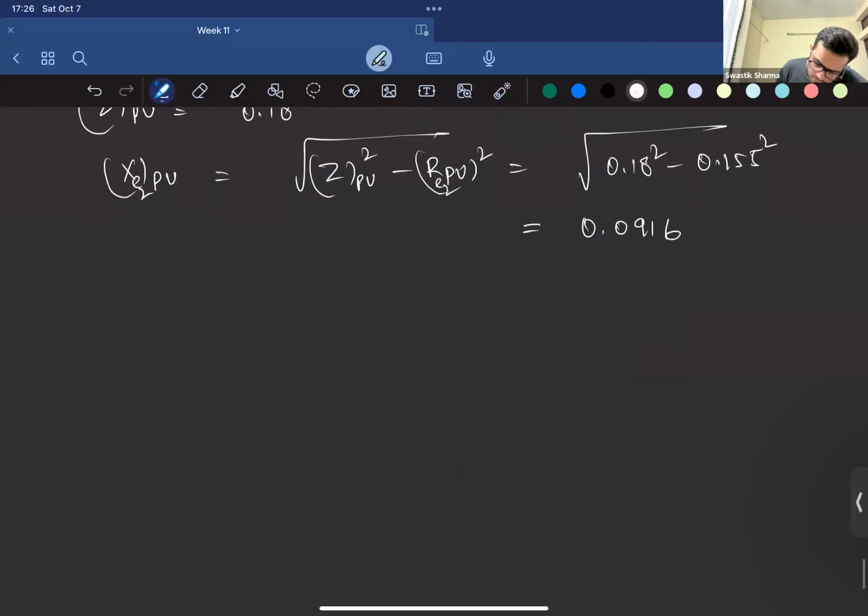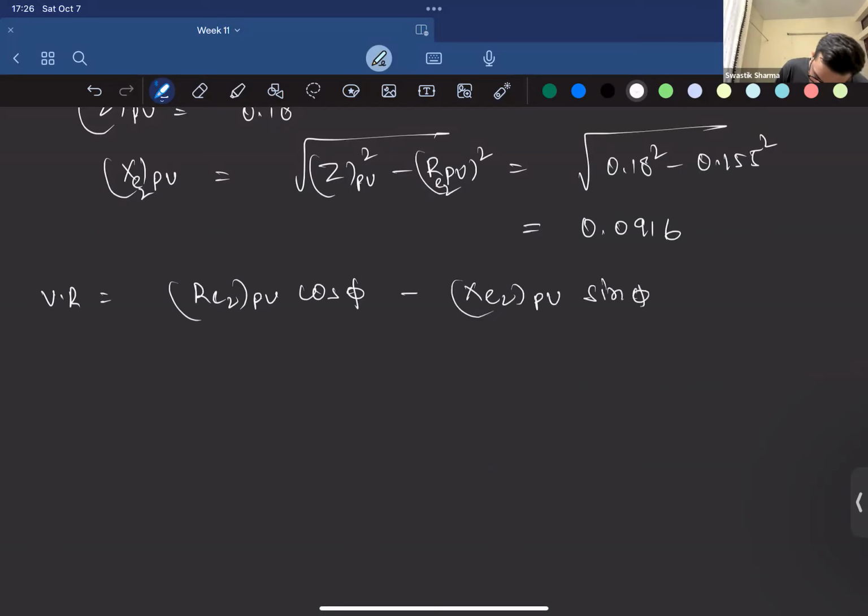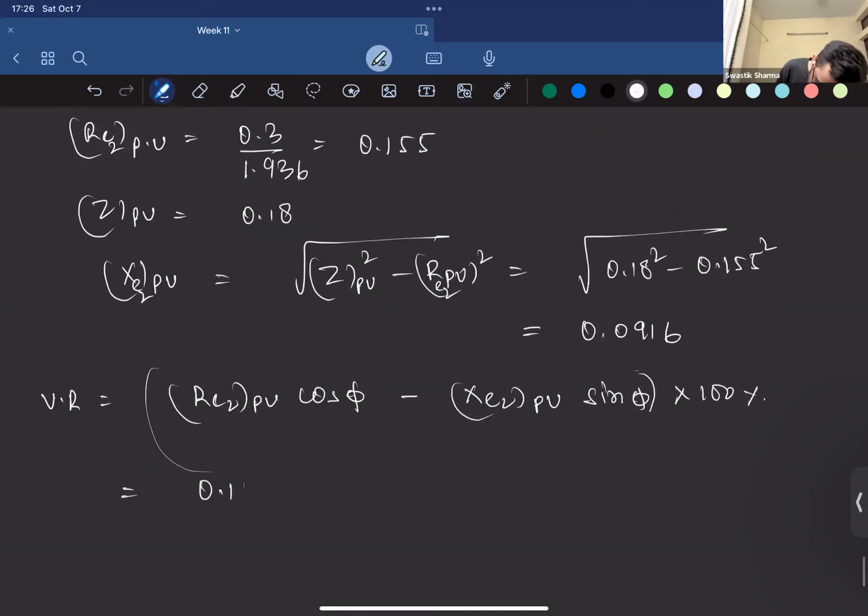Now, we know for a leading power factor load, the voltage regulation is given by this. If we find it, it's going to be 0.155 into 0.6 minus, so if cos phi is 0.6, sin phi will be the square root of 1 minus 0.6 squared, right? Which will roughly come out to be 0.8. So it would be 0.0916 times 0.8.